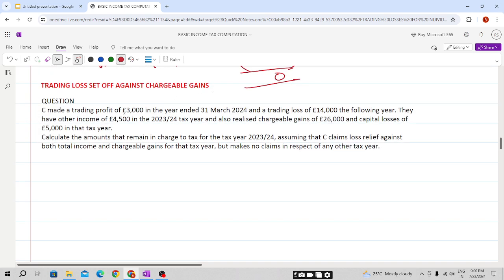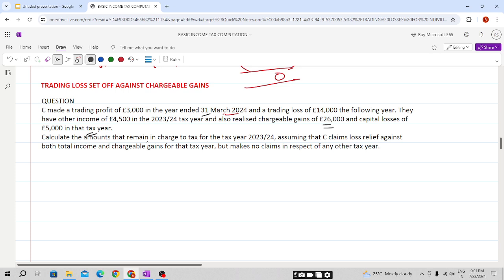C made a trading profit of 3,000 in the year ended 31st March 2024. So the year end and the tax year are aligned, and a trading loss of 14,000 the following year. So next year, and had a trading loss the following year. They have other incomes of 4,500 in the 23-24 tax year and also realized chargeable gains of 26,000 and capital loss of 5,000 in that tax year.